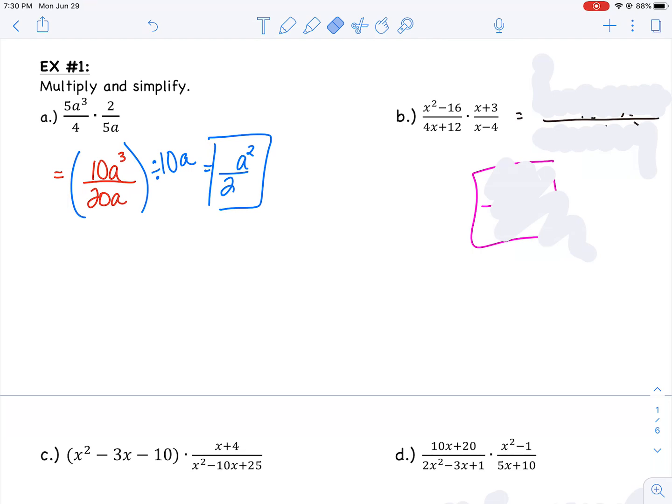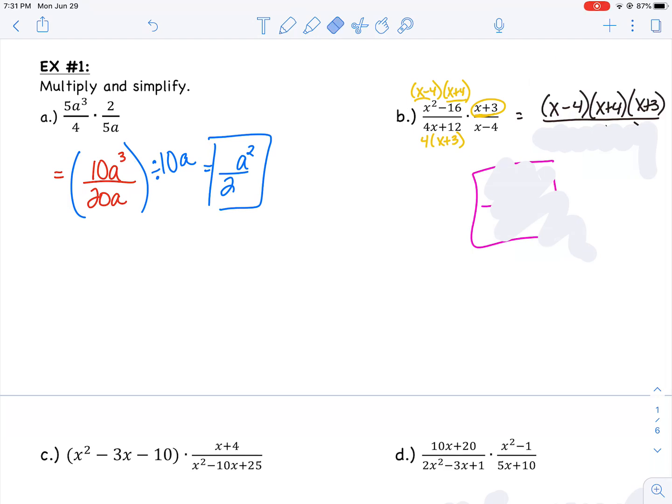We've got a lot of things going on in B, right? What I suggest you do is try factoring all of your fractions first, all your rational expressions. If you look at the first numerator, the x squared minus 16, it looks like that can be factored as a difference of squares into an x minus 4 and an x plus 4. If you look at the denominator, it looks like I can GCF out a 4, leaving me with an x plus 3. So when I go to multiply my fractions, I have 1, 2, 3 factors on the top.